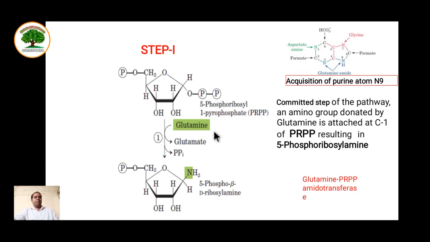Let's see the first step. The first step is catalyzed by the enzyme glutamine PRPP amidotransferase. So now the amido group of glutamine is transferred into this PRPP. You can see here this glutamine amino acid is added and it is converted into glutamate, and the amine group is added at carbon number 1, and the pyrophosphate is released from this step.